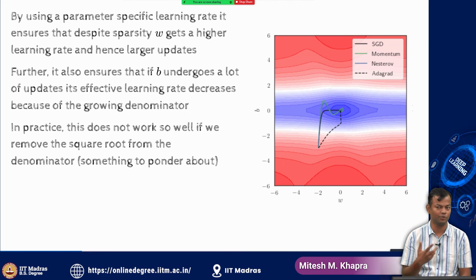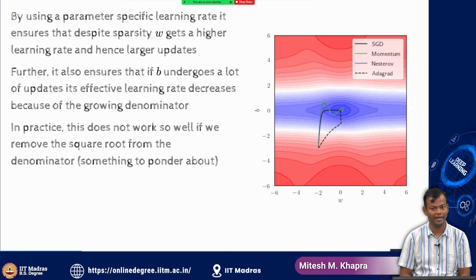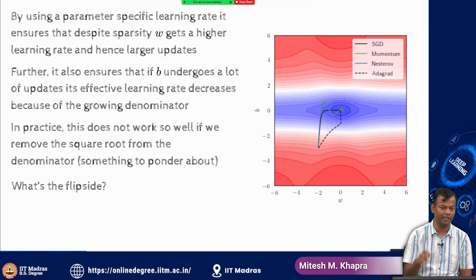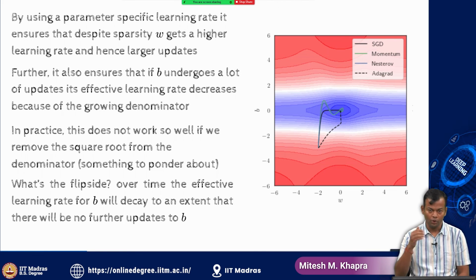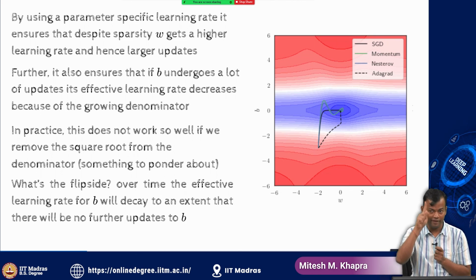And at least my guess is that one of the reasons for that is that if you don't take the square root, then these quantities become very large very quickly, right? And maybe that kills off the learning rate in an unfavorable way, right? But there's no clear theoretical justification that I have seen. What's the flip side? While we got an adaptive learning rate for W and B, the flip side is that over time, the effective learning rate for B became so small that it was having difficulty moving in the B direction, right?